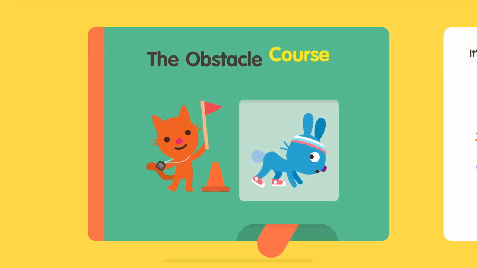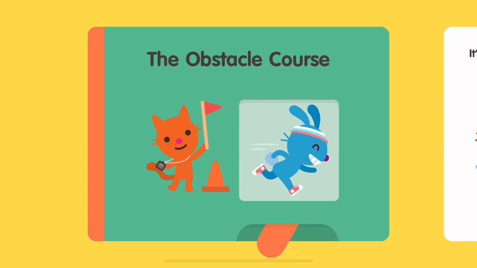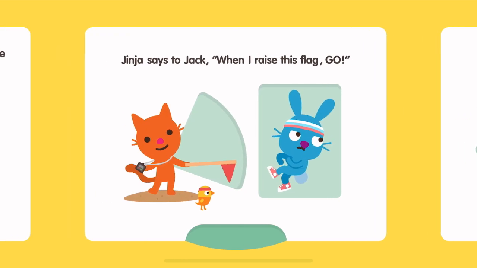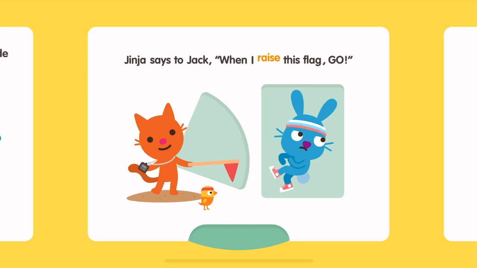The obstacle course. It's a special day at the playground. Ginger's made an obstacle course for her friend Jack to try. Ginger says to Jack, "When I raise this flag, go!"